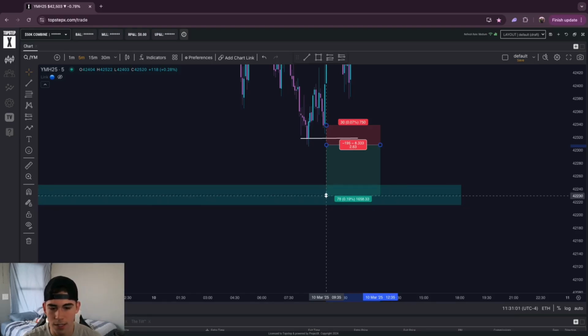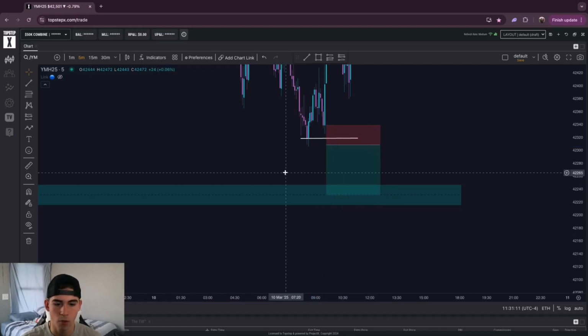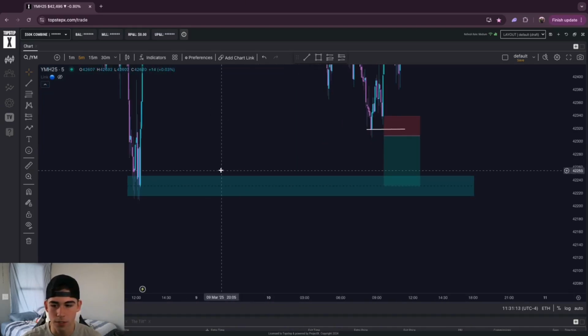Usually when I see zones like this, I just play it by ear. If it goes all the way through this, and it's hovering around this area, I'm most likely going to get out halfway, at this 50% mark, which is this black line right there.